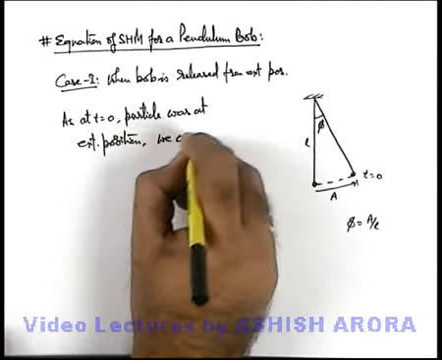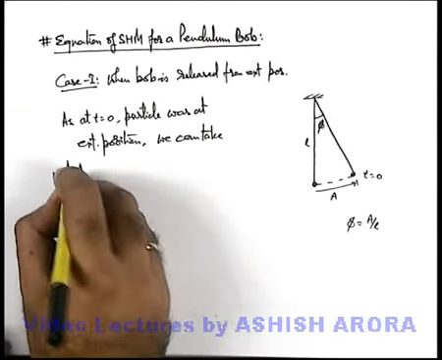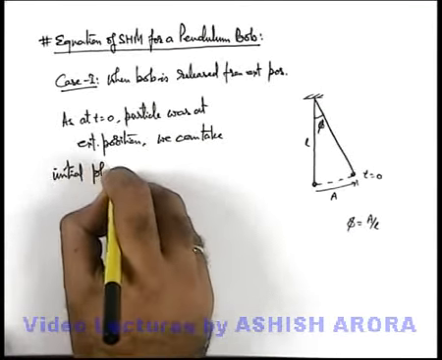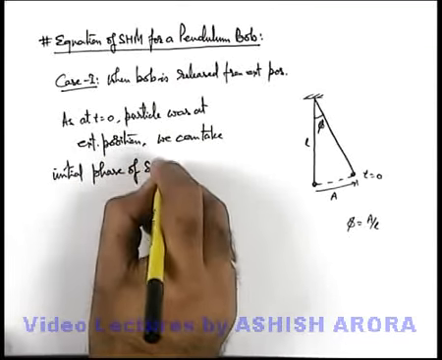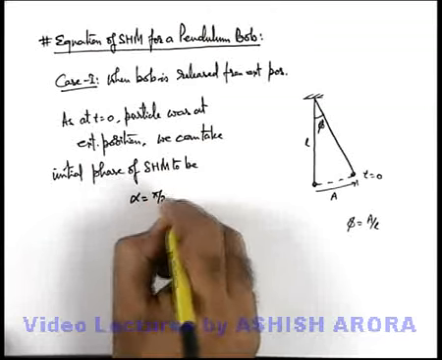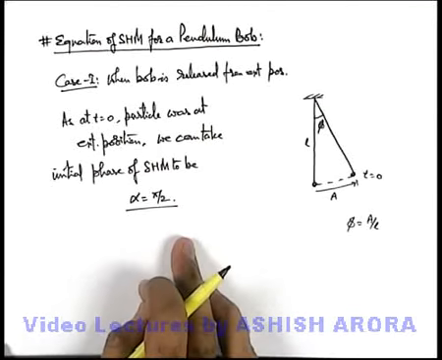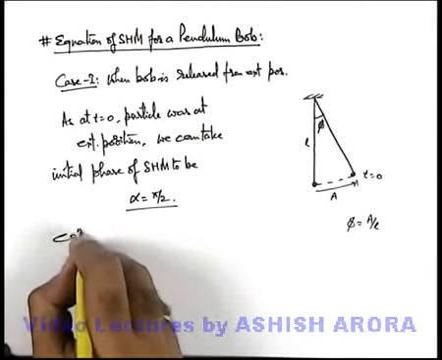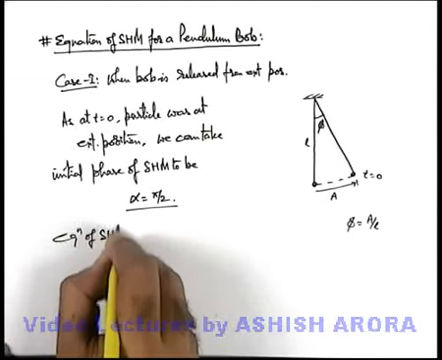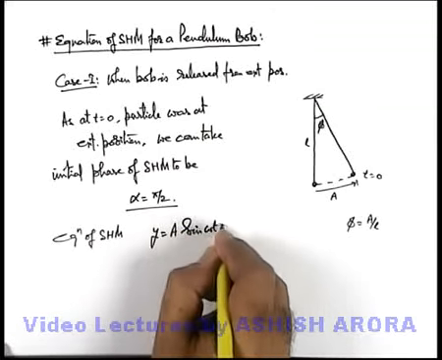We can take the initial phase of SHM to be alpha is equal to pi by 2. This we already studied at the time of analyzing SHM equations. So its equation of SHM can be written as y is equal to A sine of omega t plus alpha.